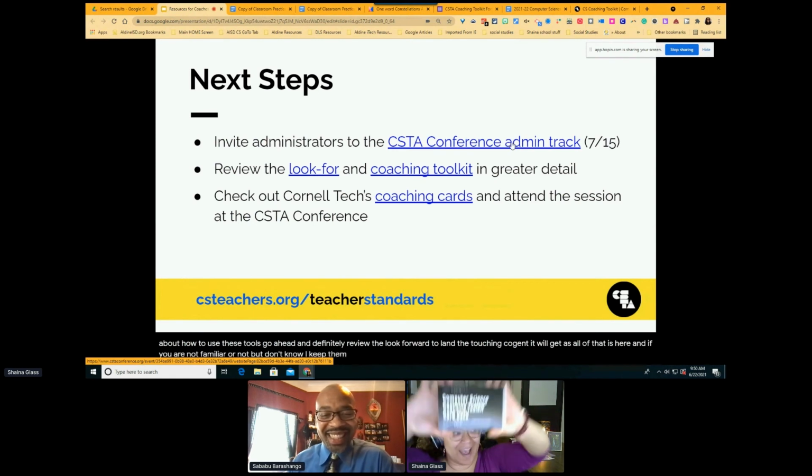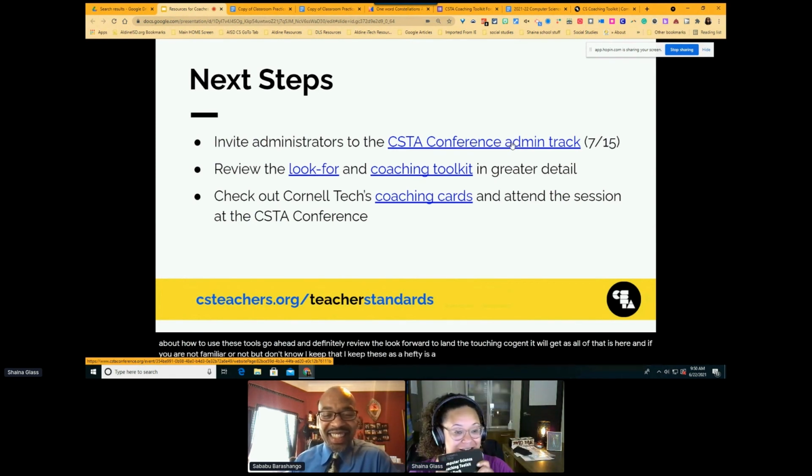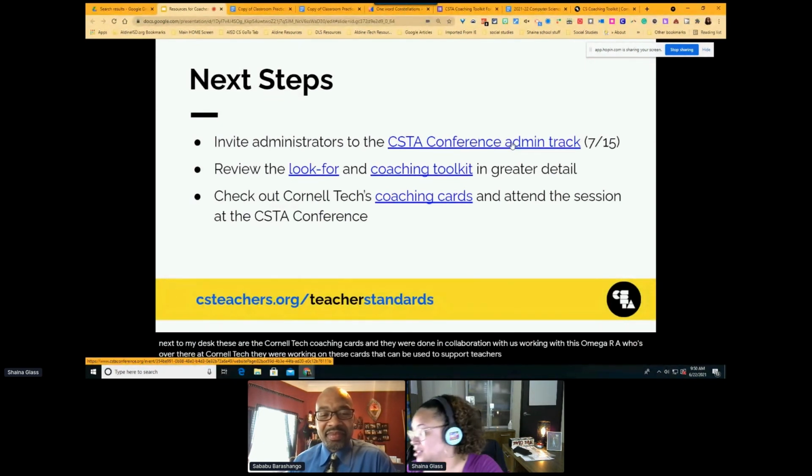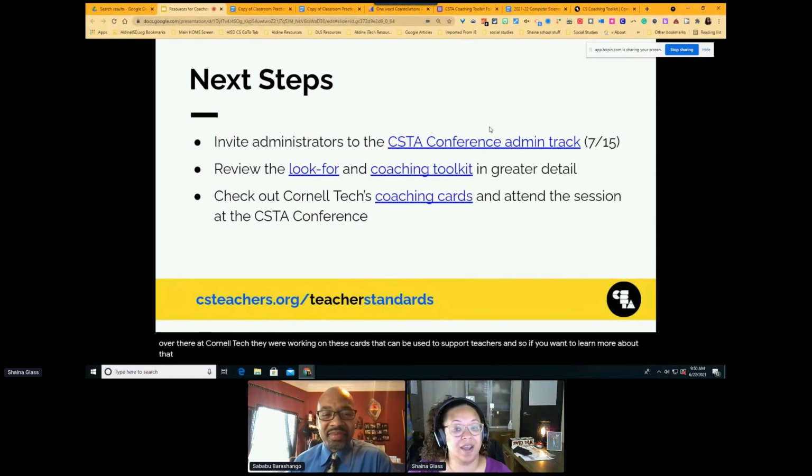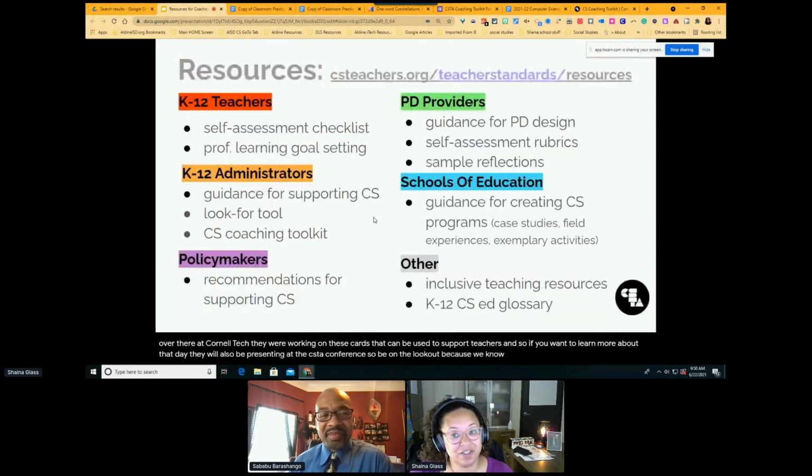And if you are not familiar, I do have it here. I keep these as a guide for me for coaching. So I literally keep these next to my desk. These are the Cornell Tech coaching cards, and they were done in collaboration with us. Meg Ray, who's over there at Cornell Tech, they were working on these cards that can be used to support teachers. And if you want to learn more about that, they will also be presenting at the CSTA conference. So be on the lookout because we know that you're going.